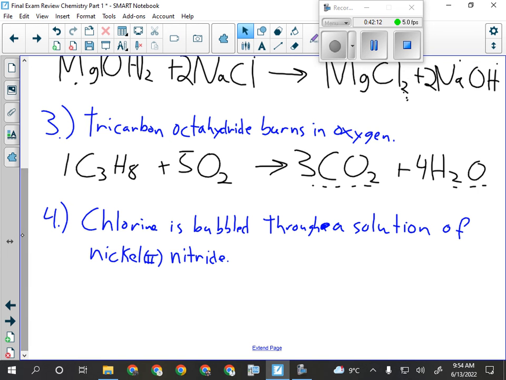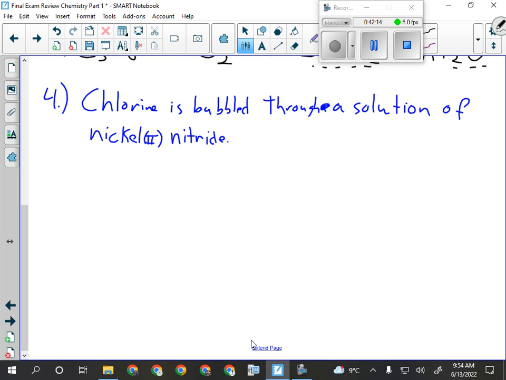So, for this last one here, chlorine is a special element, so Cl2, that was the trick with this one, is bubbled through a solution of nickel(II) nitride. Nickel with the 2+ charge, nitrogen with the 3- charge. So we got Ni3N2. What kind of reaction is this?